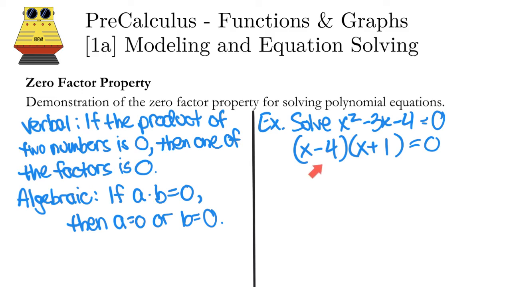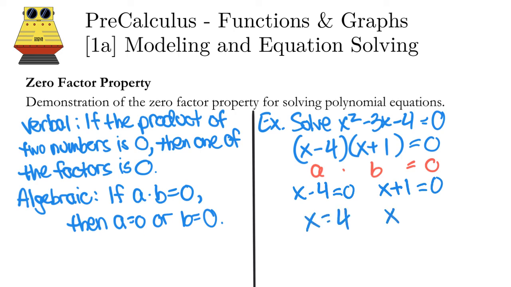We have something in the form of a times b is equal to 0. The a is the x minus 4, so we set that equal to 0. The b is x plus 1, and we set that equal to 0. Therefore, we have x is equal to 4 or x is equal to negative 1. Those are the two solutions to that equation.